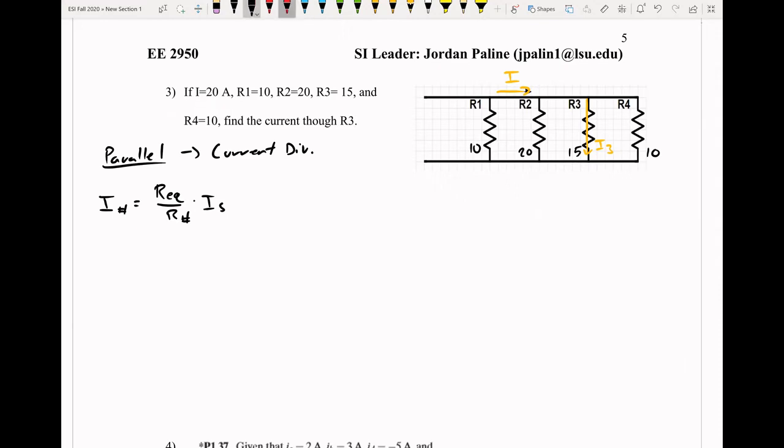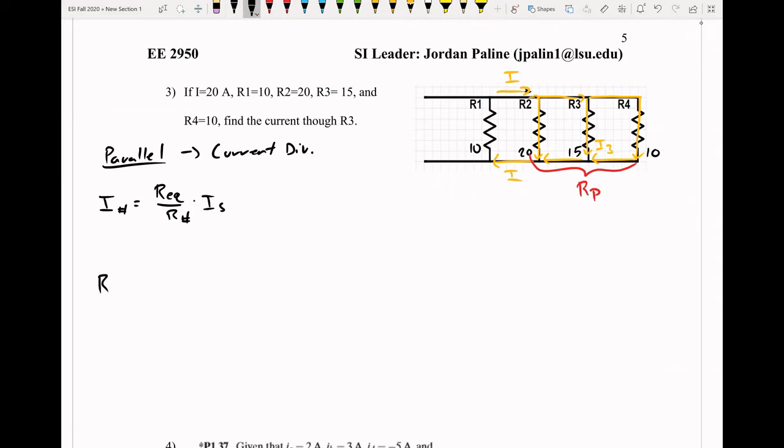So let's take a look here and see what this current is going to do. If we know this current value, then we know it's going to come over here, hit here, break off and go this way, break off and go that way, break off, go down to I3, travel through there, and then meet back up to where it forms I again. So we see that this current is now only being broken up across 3 resistors.